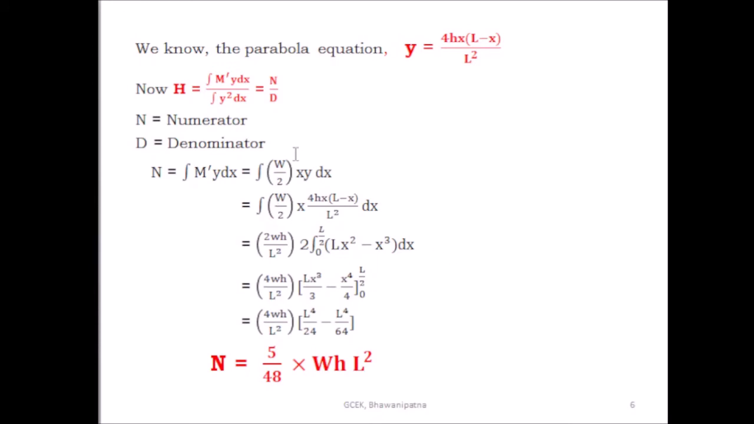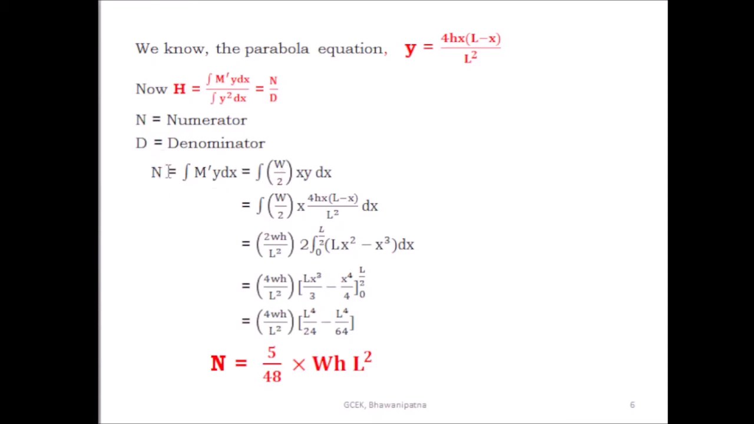We know the parabolic equation y = 4hx(L − x)/L², and we know H = ∫M'y dx / ∫y² dx. The integral of M'y dx is the numerator and the integral of y² dx is the denominator, N and D. So first you find the numerator value.